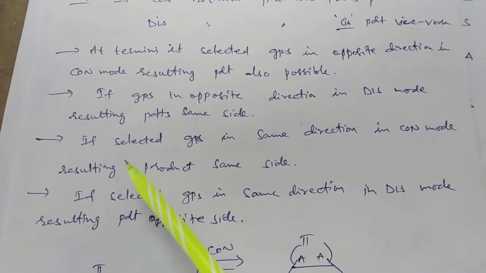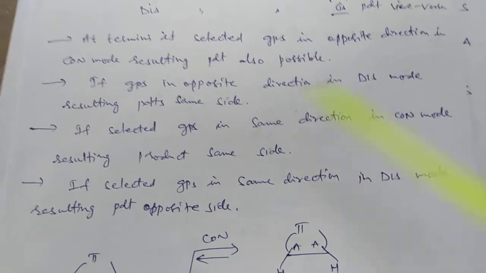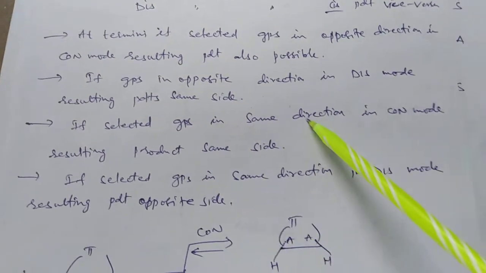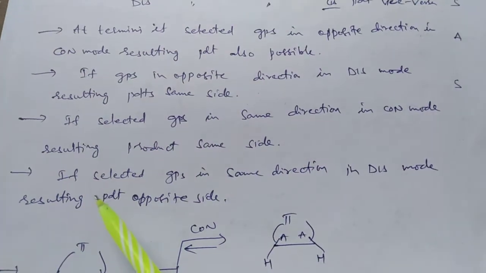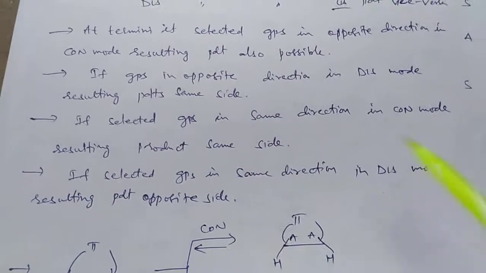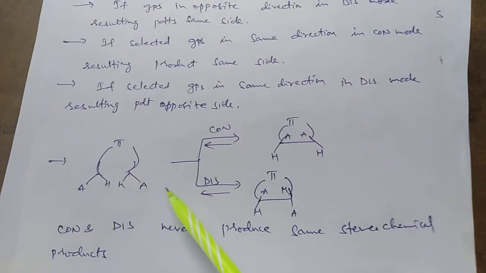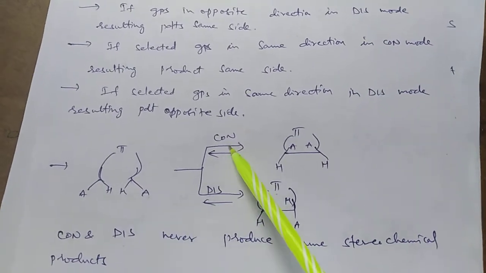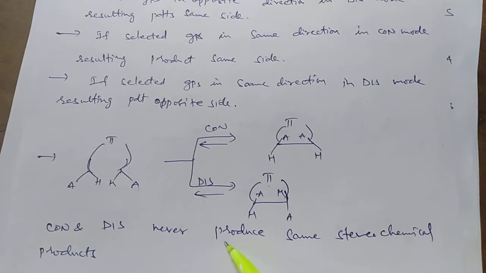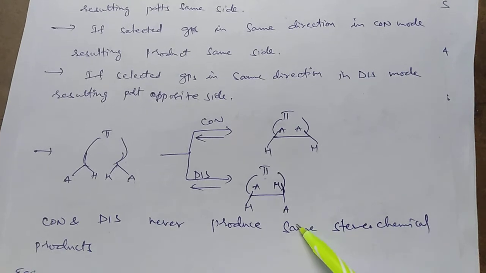And the next point is, if selected groups are in the same direction in con mode rotation, the resulting products are on the same side. And the last point is, if selected groups are in the same direction in dis mode of rotation, the resulting products are in opposite direction. So we have one example to explain the con rotation and the dis rotation. So this is the stereochemical aspect of the electrocyclization ring.